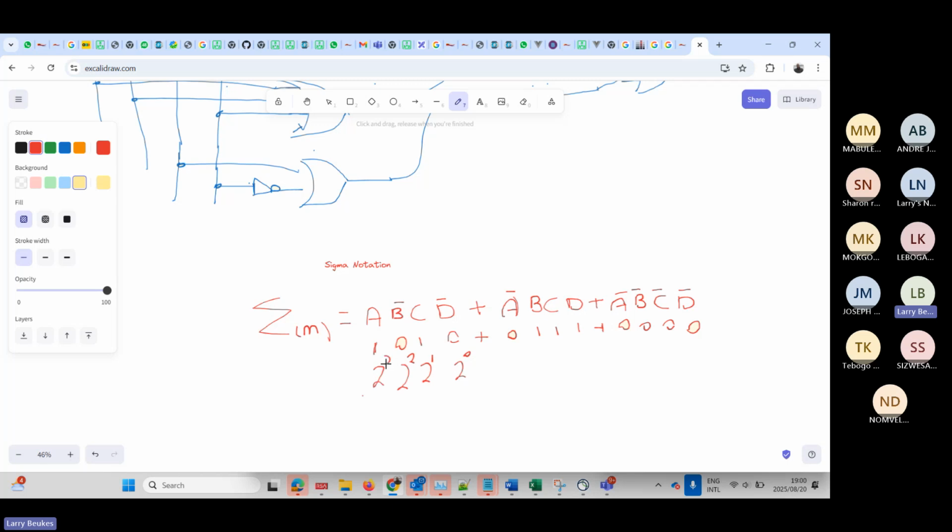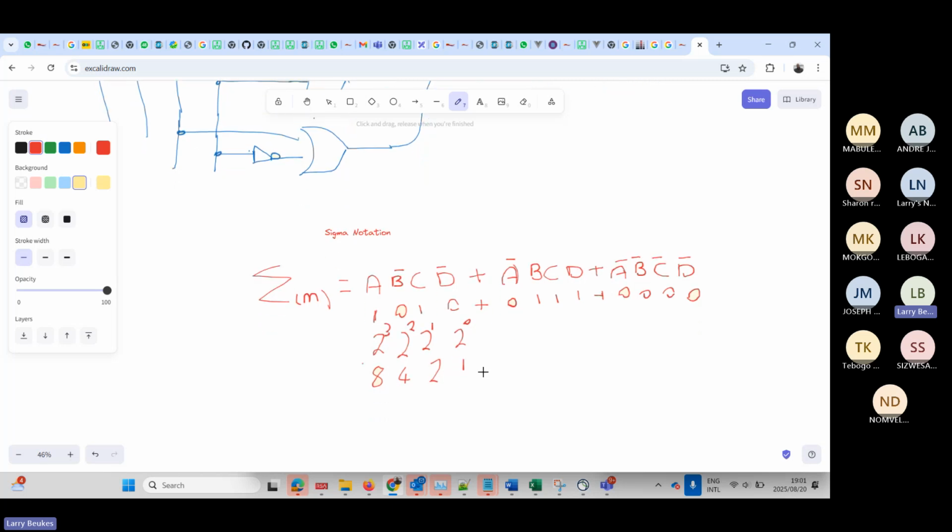So I just want to show you. So this 2 to the power 0 is always a 1. Everything to the power 0 is always a 1. 1, 2, 4, 8. You don't need to write this, guys. That I'm going to remove it after this. I just want to show you where 10, 10 comes from. I know you know it though.